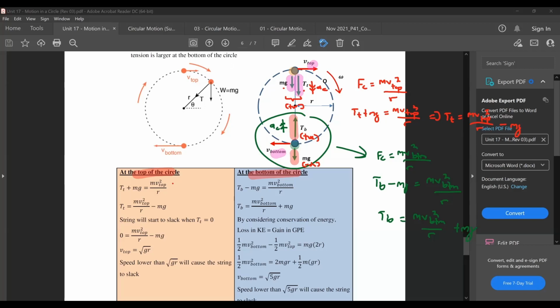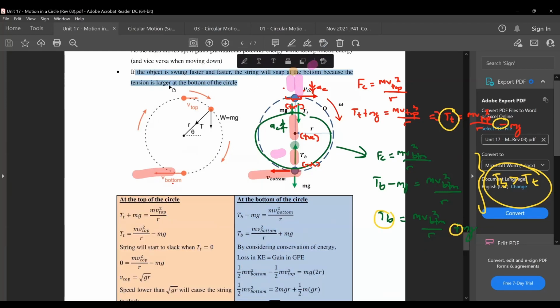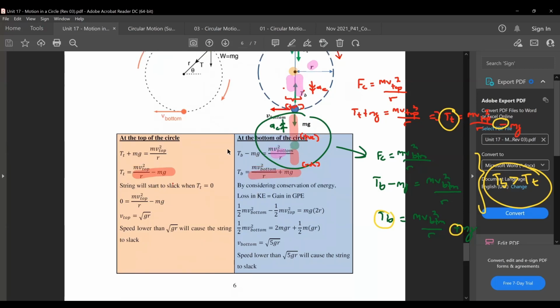Okay. Now, if you try to look at the tensions right now at the top and bottom, tension at the top is mv squared over r minus mg, but tension at the bottom is mv squared over r plus mg. The first one is minus the weight. The second one is plus the weight. So if you try to do a comparison right now, obviously TB will be more than TT. Tension at the bottom will be more than the tension at the top. That's the reason why here we say that your string will always snap at the bottom first. It's because your tension there is the largest. It will actually reach your breaking force first there. Okay? That's why it snaps at the bottom. So this is looking at the tension.